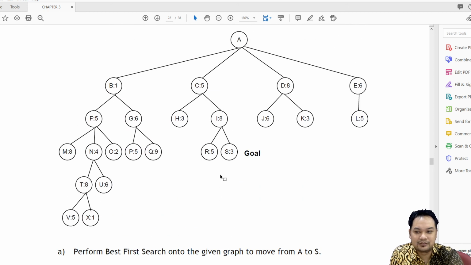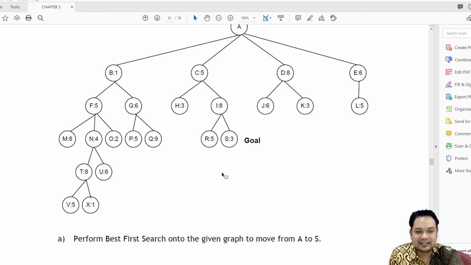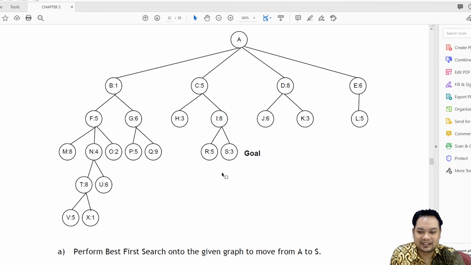Tapi kamu kena cuba dululah. So you have to try it first. Only then you can learn. Kalau kamu tak cuba dulu, macam mana kita nak belajar kan? You do not know how it is being done. So you have to remember yang AI ni kita tak dapat study dengan membaca saja. You cannot just read. You have to do the exercise.